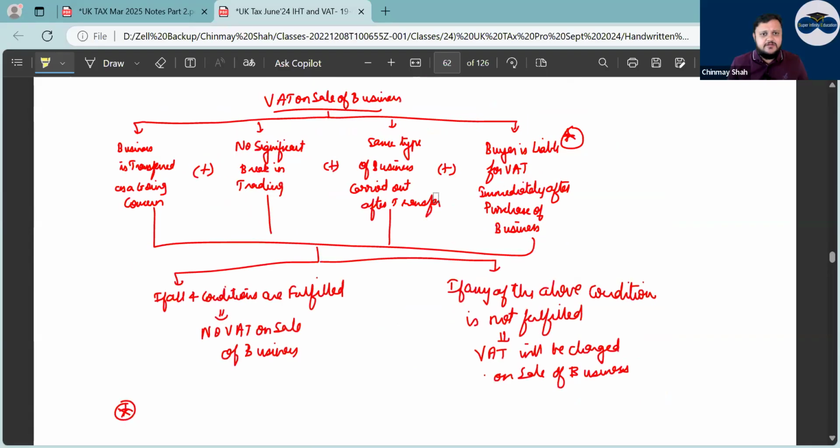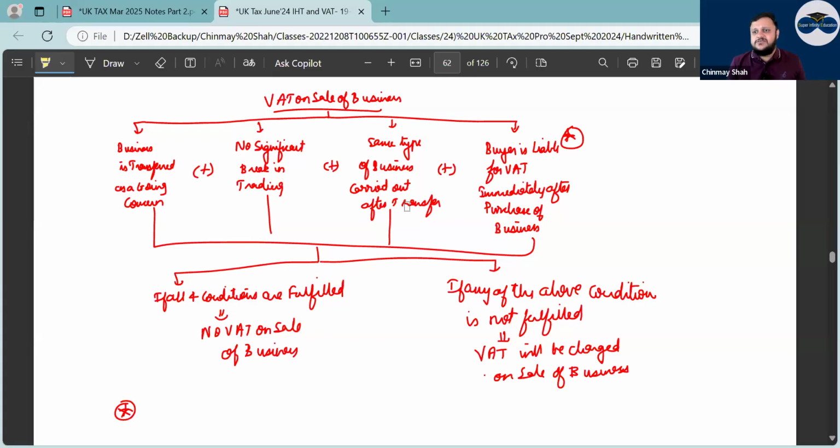Then come to the part on VAT on sale of business. If you sell a business, that is also a commodity or good. VAT on sale of business: the business is transferred as a going concern, with no significant break in trading, and the same type of business is carried out after transfer, and the buyer is liable. That is, whoever is the new owner is liable for VAT immediately.